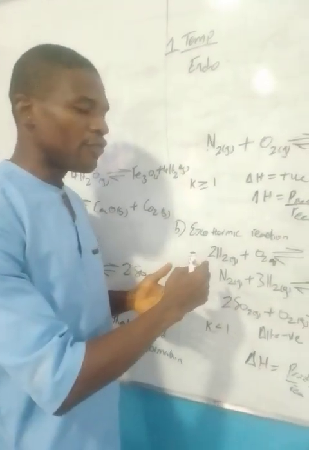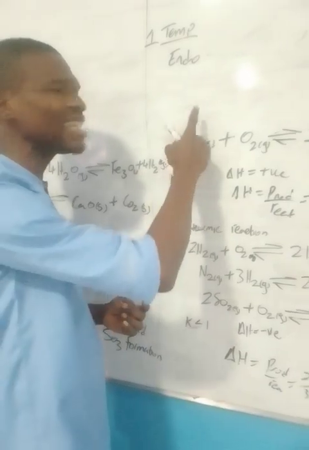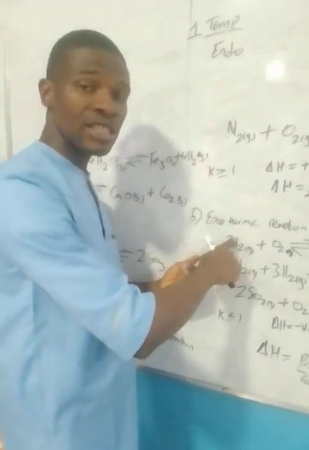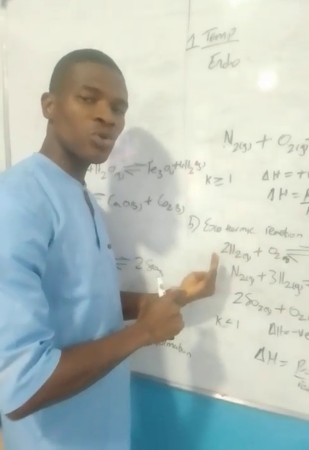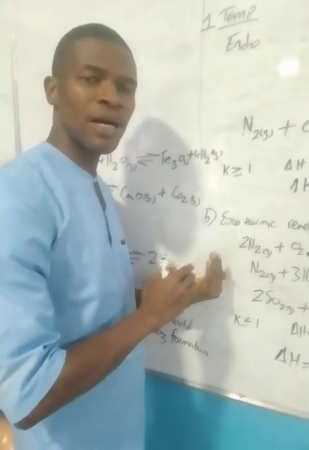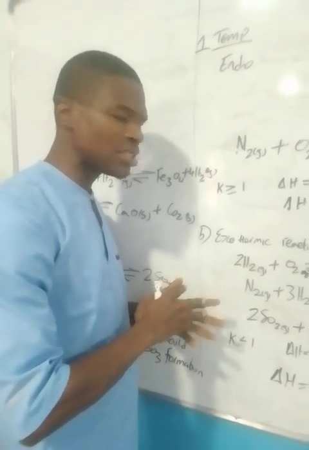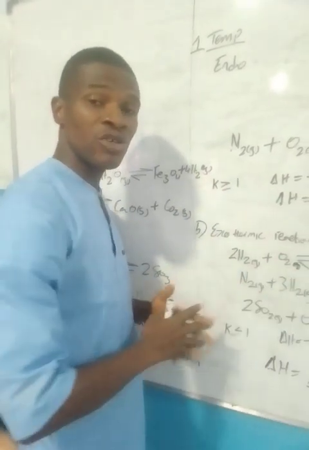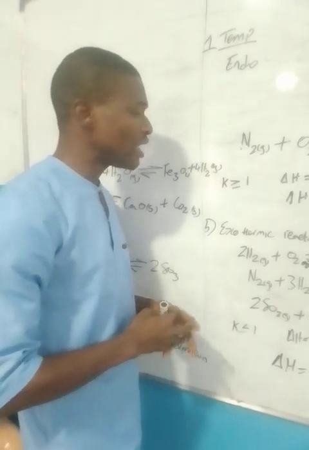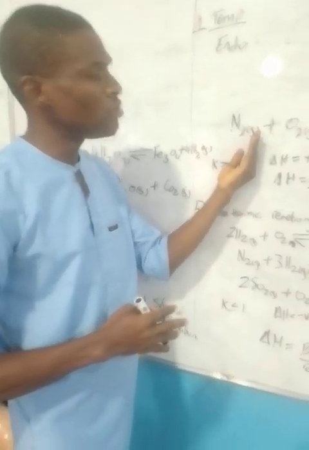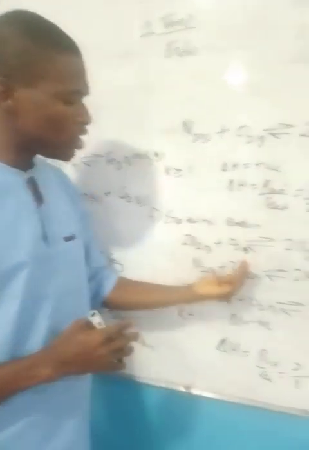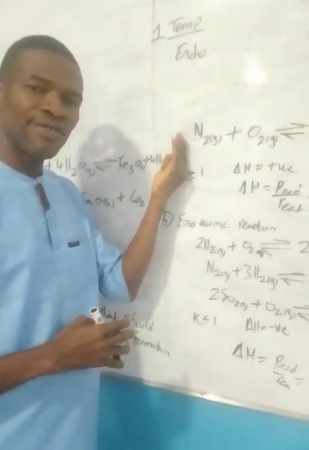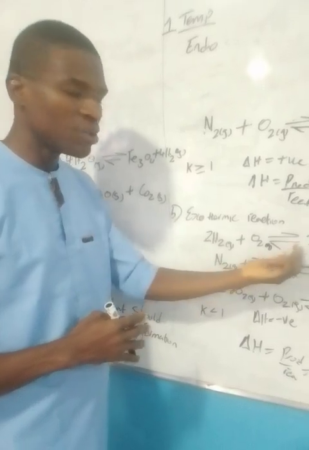For an exothermic reaction, the reverse is the case. Increase in temperature favors the backward reaction. Remember that for an endothermic reaction, increase in temperature favors the forward. But for an exothermic reaction, increase in temperature favors the backward reaction. So equilibrium shifts to the left. While a decrease in temperature favors the forward direction, and equilibrium shifts to the right. So for an endothermic reaction, when you increase temperature, the forward reaction will be favored. But when you increase temperature here, the backward reaction is favored. When you decrease temperature, the backward reaction is favored here. But when you decrease temperature here, the forward reaction will be favored.